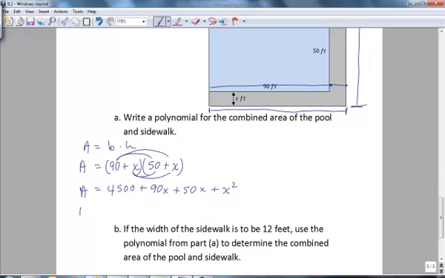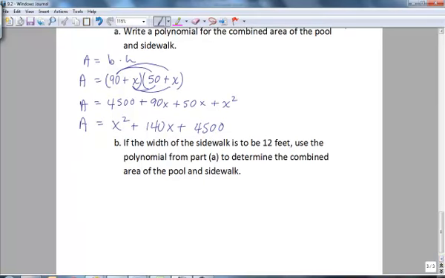So a little bit of cleanup work to be done here. Notice the middle terms are like, and so 90x and 50x can be combined. And I'm going to write my answer in descending order of degree. So that means my x squared needs to come first. And then 90x and 50x is 140x. And then I'll put the plus 4,500 on the very end. So that's a polynomial that represents the combined area of the pool and the sidewalk.